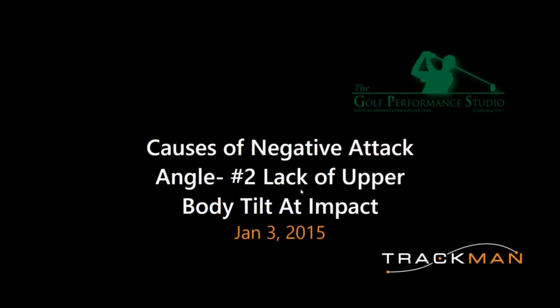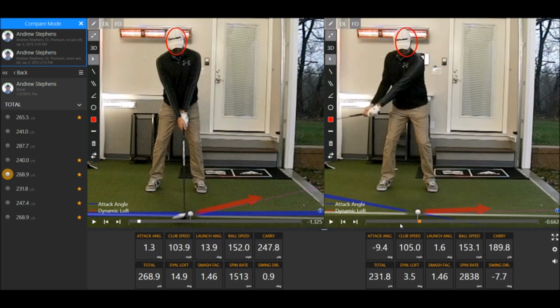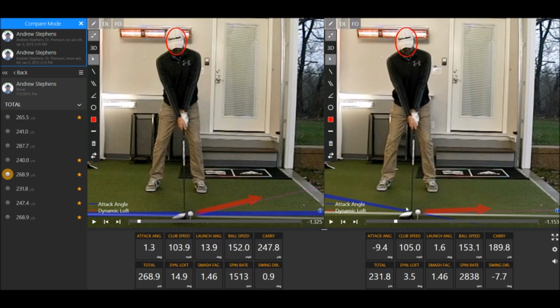So the second cause of a negative attack angle with the driver that we're going to look at is not having enough body tilt at impact with the driver, or what most people would say, getting ahead of it. So what we'll do is look at two swings I've made here again. The swing on the right, what you're going to see happen is as I work into impact, you can see I've drawn this circle around my head here.